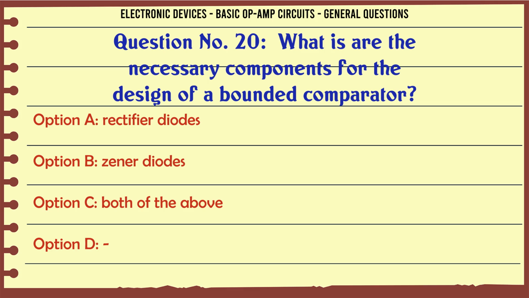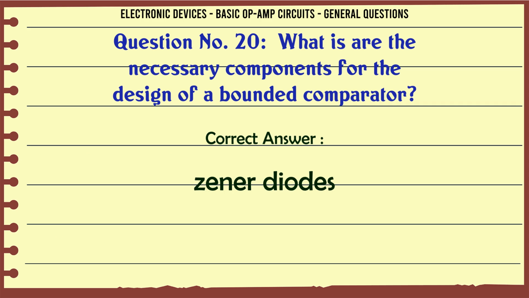What are the necessary components for the design of a bounded comparator? A. Rectifier diodes, B. Zener diodes, C. Both of the above, D. None of the above. The correct answer is Zener diodes.